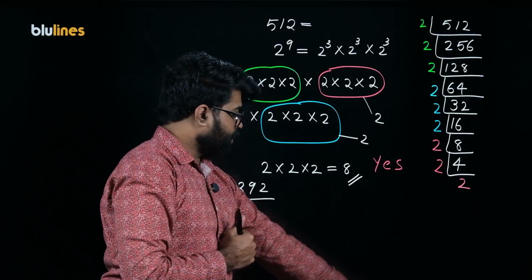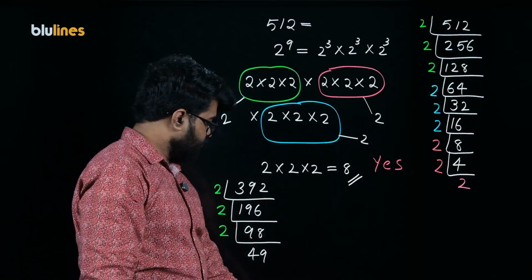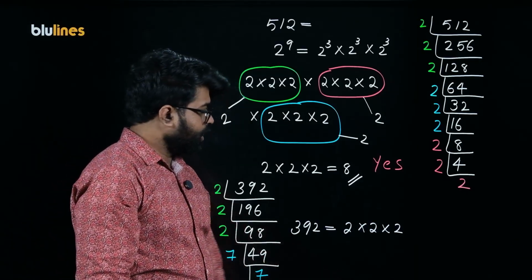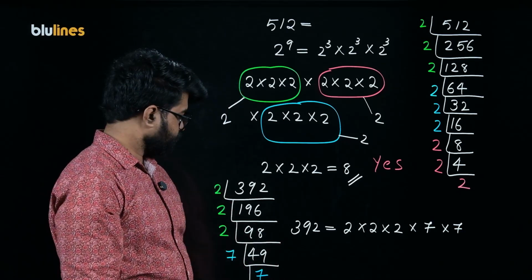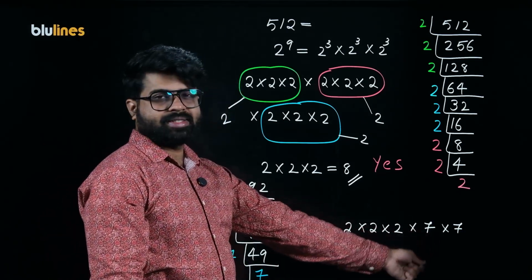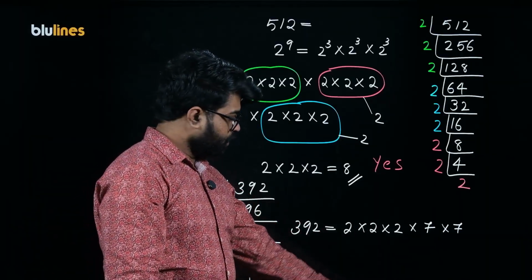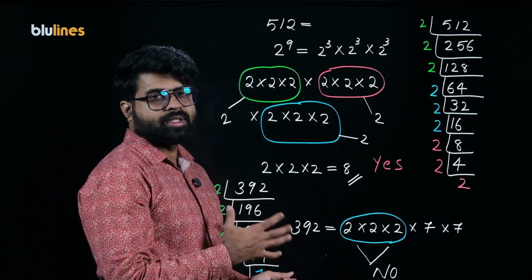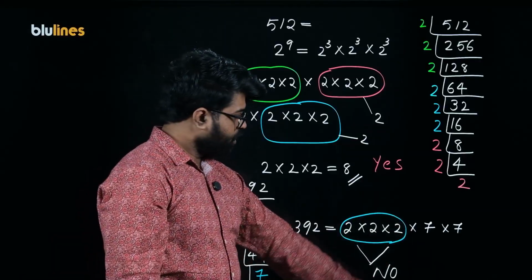392. You can factorize 392, which is equal to 196, again which is equal to 98 and 7. So 392 is equal to 2 into 2 into 2 and 7 into 7. So here also we lack a 7. If we have a 7 over there, then this turns out to be a perfect cube. While grouping we have only 2 as a group, and we lack a 7, so this is not a perfect cube.